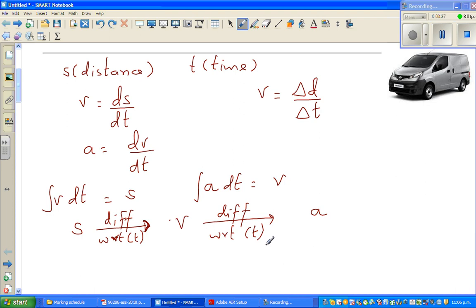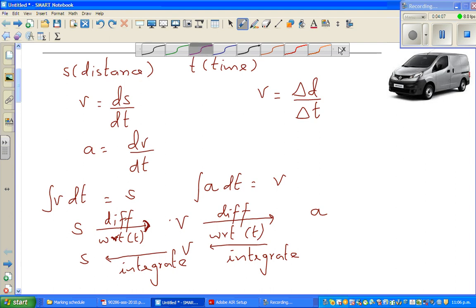And going conversely, if you integrate acceleration with respect to time, you get velocity. Opposite of differentiation is integration. So integrate velocity with respect to time, you get distance. That is the idea you need to understand. Let me change color.